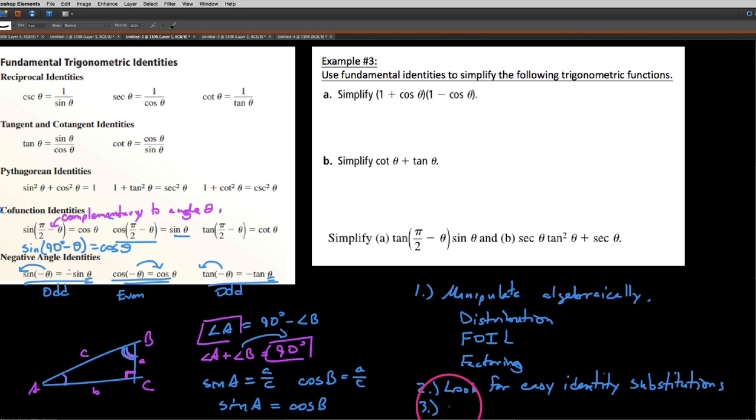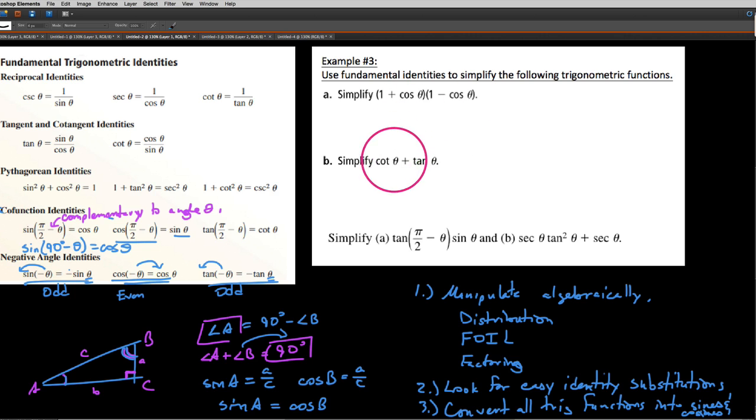And then the last one here is this: convert all trig functions into sines and cosines. The reason why is because we might see some things that cancel out pretty easily. So with respect to letter A up here, it says, would you simplify 1 plus the cosine of theta times 1 minus the cosine of theta?